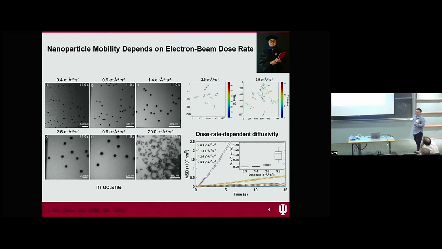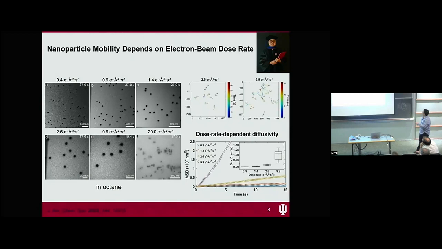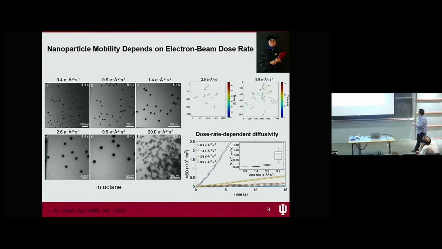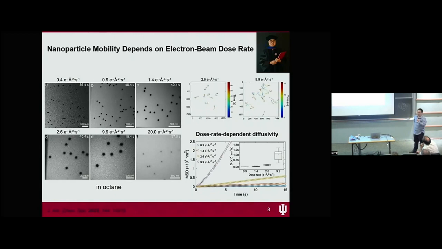And we can track the particles' motion at different dose rate and plot the trajectories. From there, we can further plot the mean square displacement, and from the time dependence we can extract the diffusion constant of particles. And as shown in this inset, as the electron dose rate increases, we saw a monotonic increase in the particle diffusion constant. This suggests that the particle motion is actually activated by the electron beam illumination.